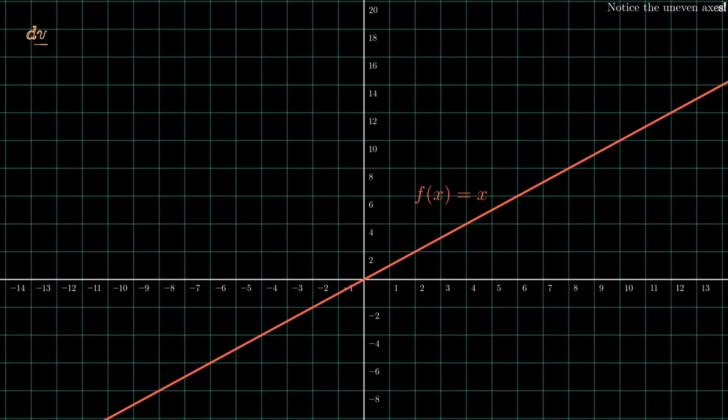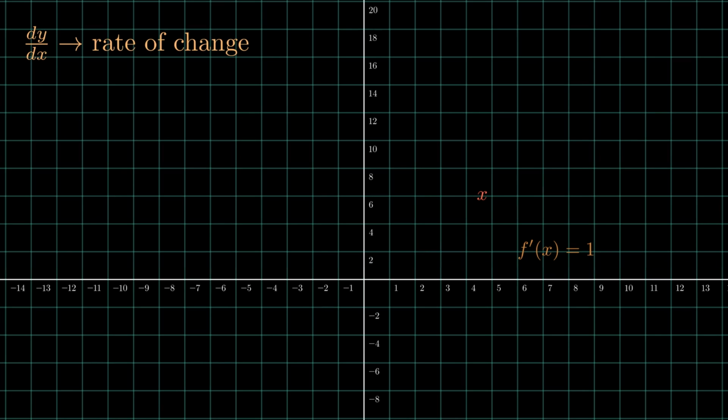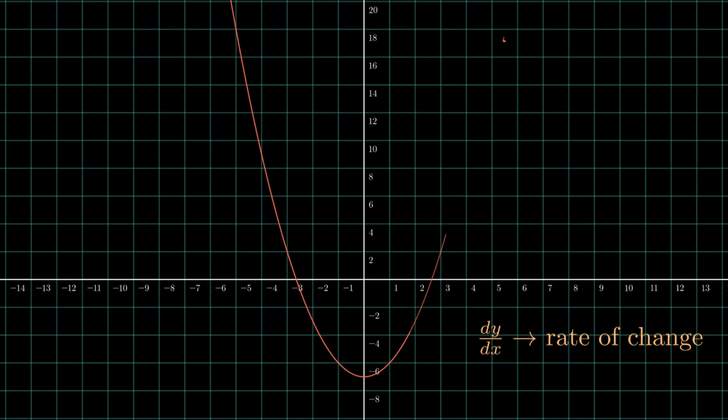Derivatives keep track of the rate of change of a function, or its slope. This graph's slope is 1 the entire time, so this would be its derivative. F prime of x equals 1, aka the derivative of f of x equals 1. Okay, well let's look at our position function then, x squared.